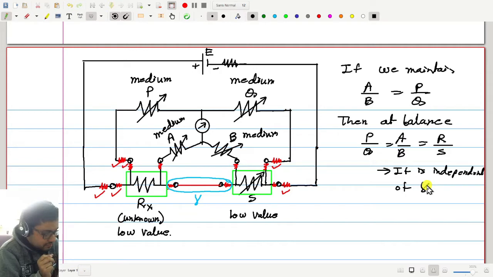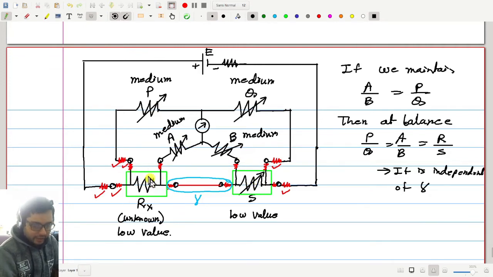So, how did you consider A and B as medium? Because they are in my hand. I mean, I will choose them to be of medium value. P, Q, A, B and S, these are standard resistances, variable resistances and known. So I will choose them. R is the only unknown one.